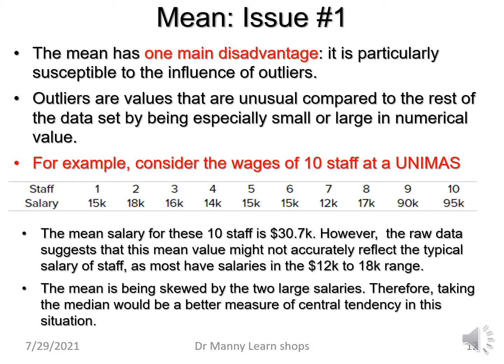So for example, consider the wages of 10 staff at UniMass. 1 at 15k and 10 at 95k. The mean salary for these 10 staff is 30,000.7k. However, the raw data suggests that this mean value might not accurately reflect the typical salary of the staff, as most of the salaries are in the range of 12 to 18k. The mean is being skewed by two large salaries. Therefore, taking the median would be considered a better measure of central tendency in this situation.